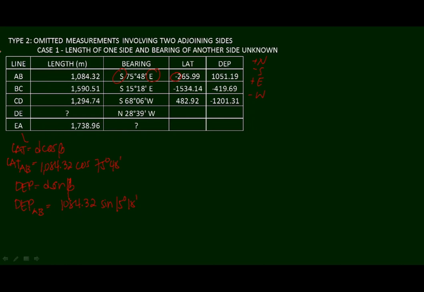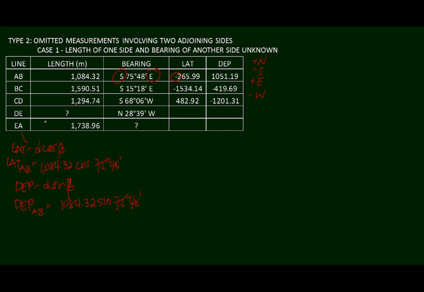Punta na ako sa may line B. That is 1084.32 times sine of 75 degrees 48 minutes. So that should be sine of 75 degrees 48 minutes. 1051.19 yung ating departure for line AB.